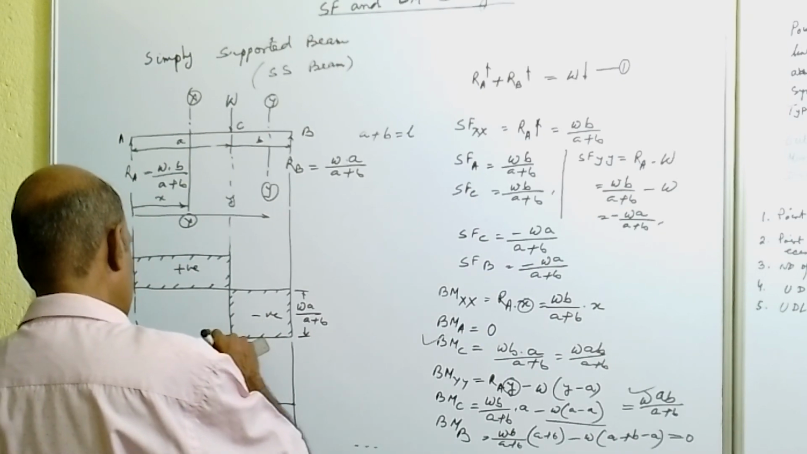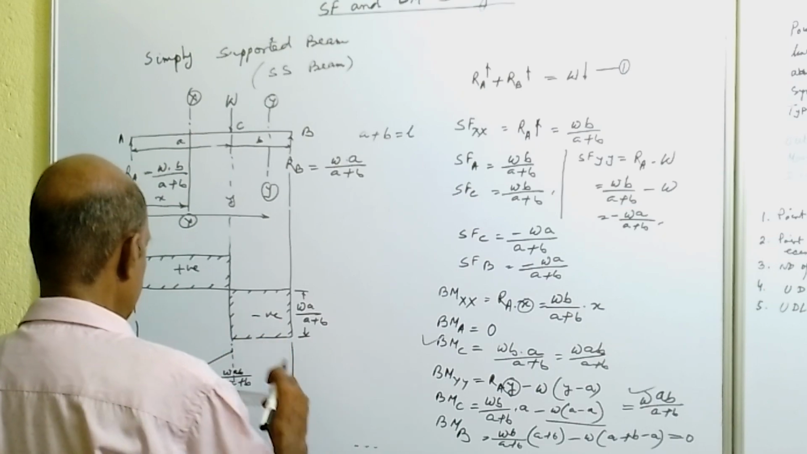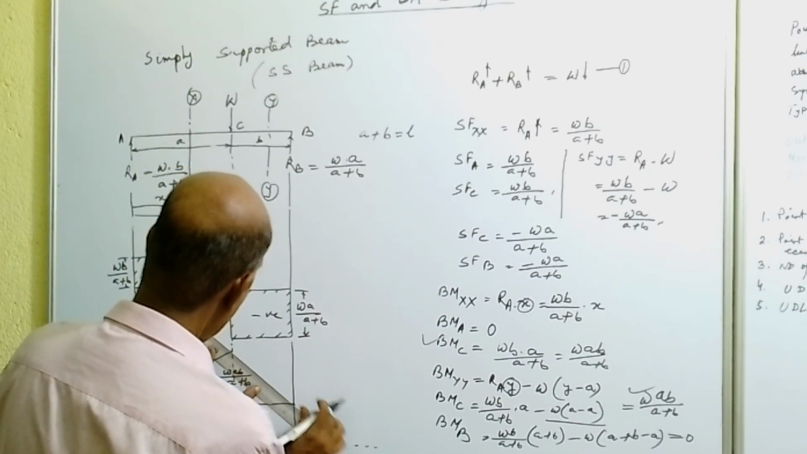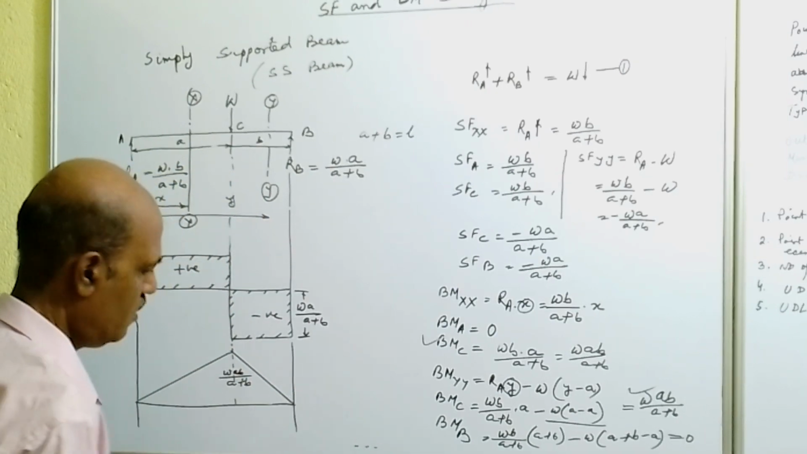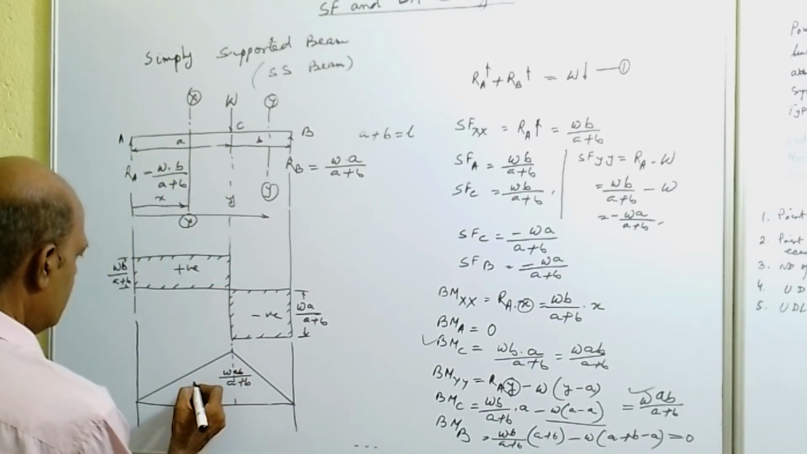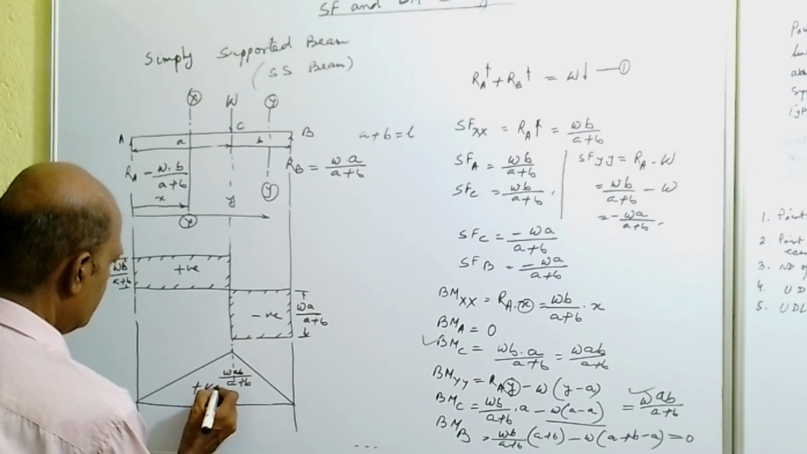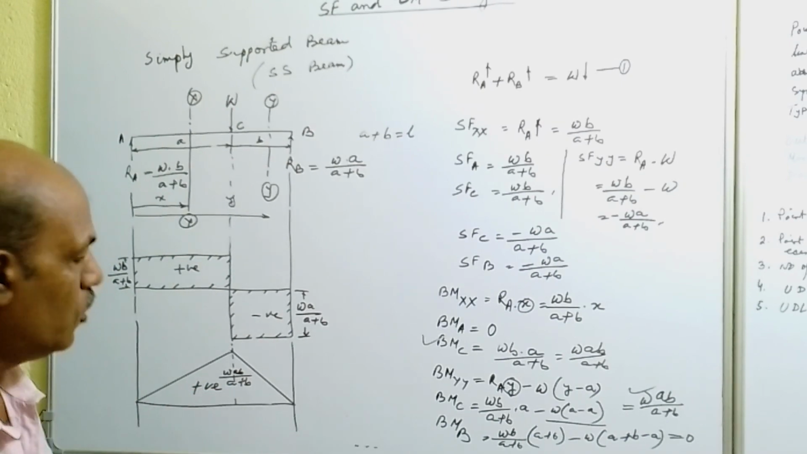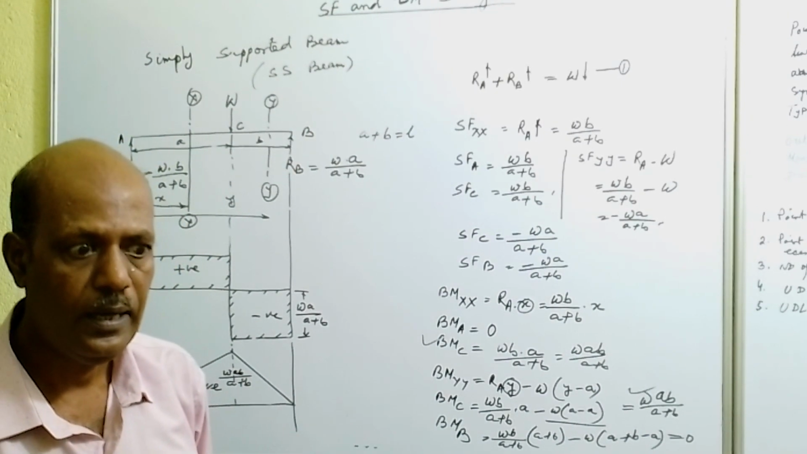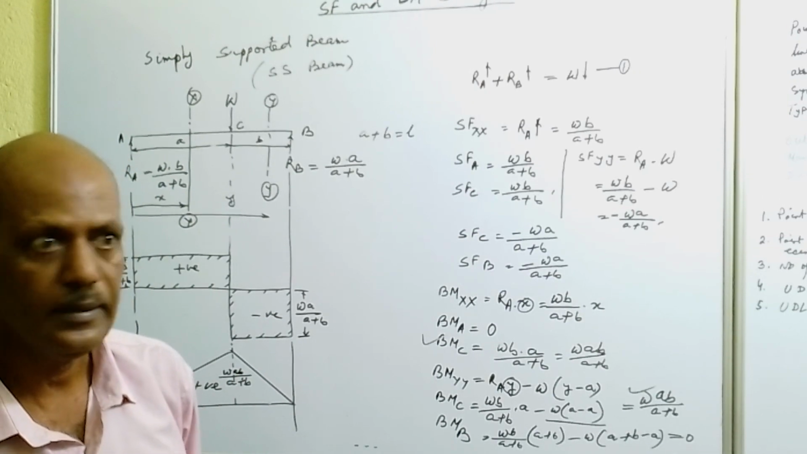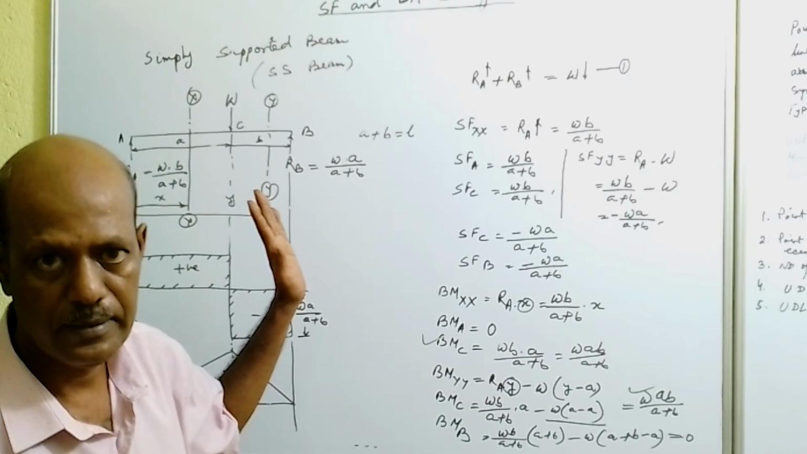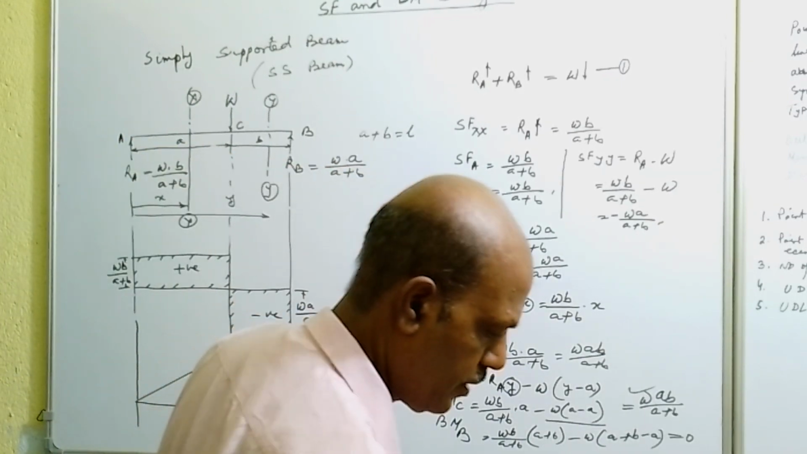With the help of a straight line, you will get the bending moment diagram for the beam, and it is also positive. Okay, this is all about the point load acting not at the center, so it is away from the center.